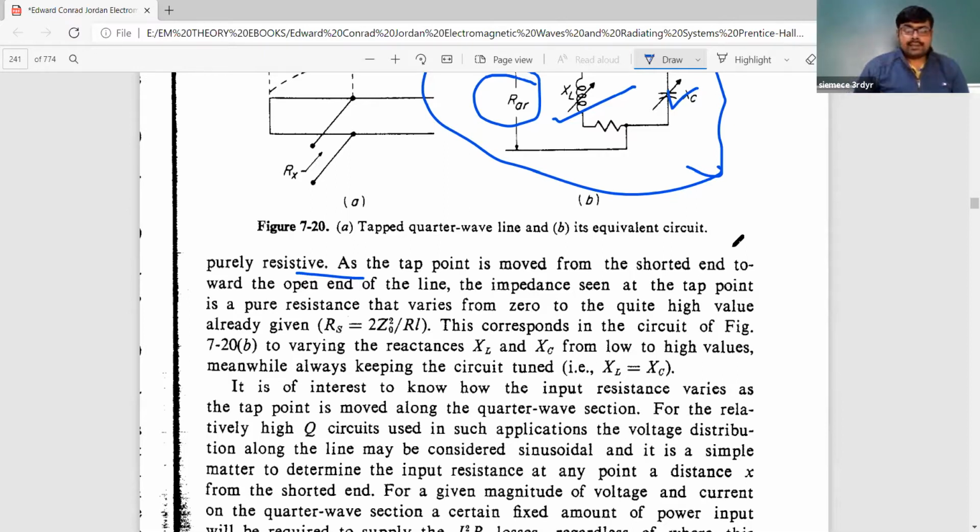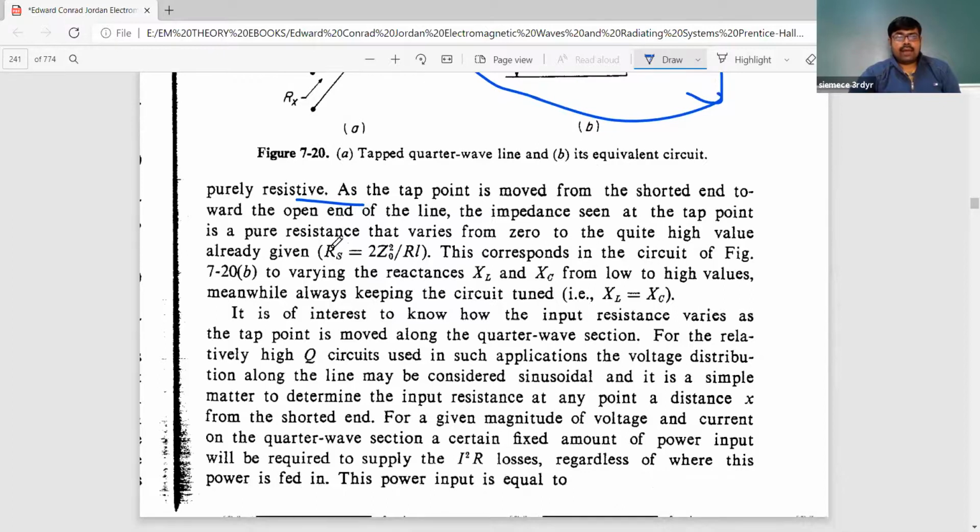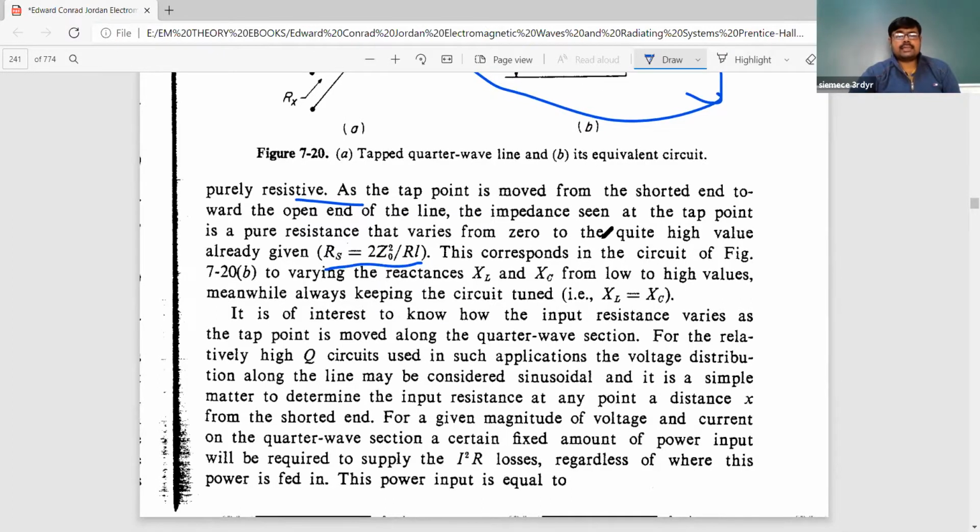As the tap point is moved from the shorted end to the open end of the line, the impedance seen at the tap point is a pure resistance that varies from zero to quite a high value. Quite high value means the maximum value, which in this case we have defined as Rs equals 2 Z0 squared divided by RL.